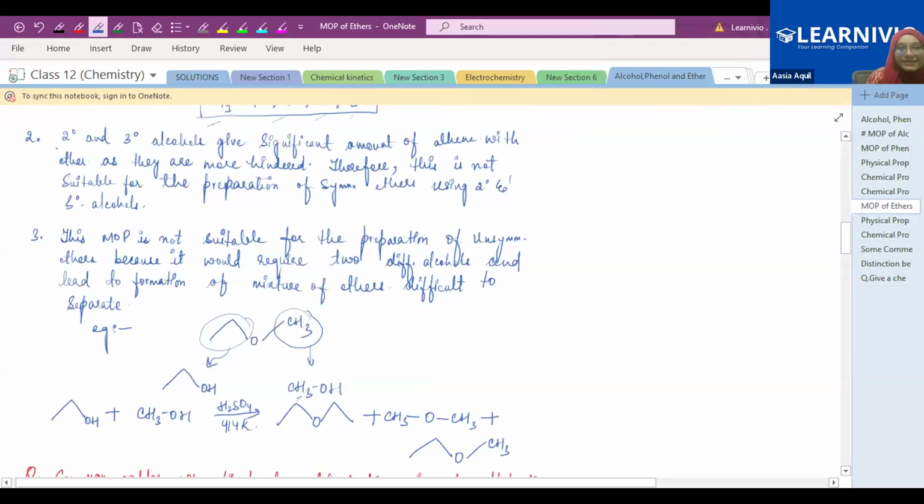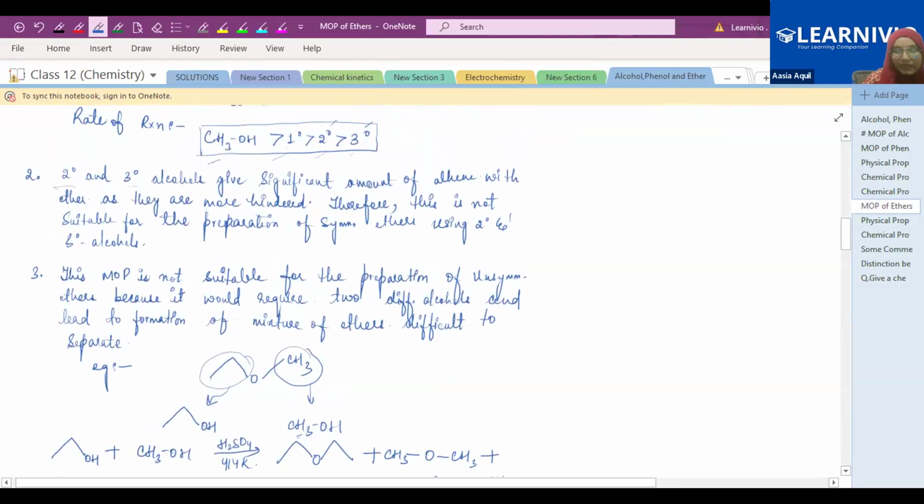Okay. Now the secondary alcohol and the tertiary alcohols give a significant amount of alkene with ether as they are more hindered. Because see, primary alcohols तो देगा, but secondary and tertiary alcohols, they give a significant amount of alkene also. Ether के साथ साथ वो alkene भी देते हैं, right? Because they are more hindered. They are more hindered because here you can see in the secondary and tertiary alcohol, there are more CH3 groups. And CH3 group क्या होते हैं? They just show plus I effect.